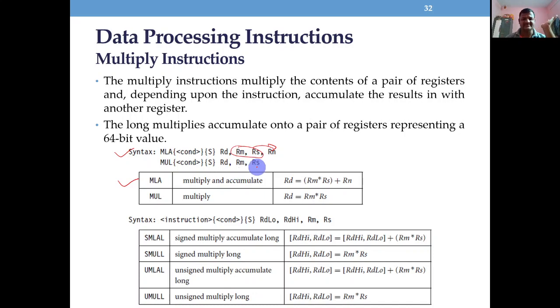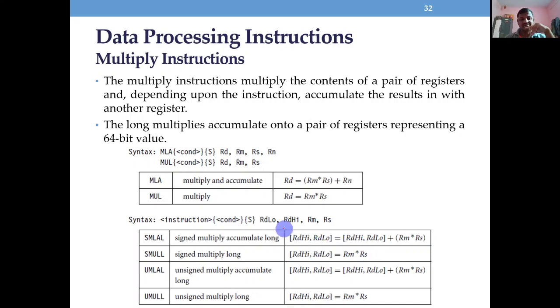Multiply Rm with the Rs, and these two will multiply and the result is stored in the RD. Now there are a few more things related to signed multiplication and unsigned multiplication. This is SMLAL, signed multiply and accumulate long.